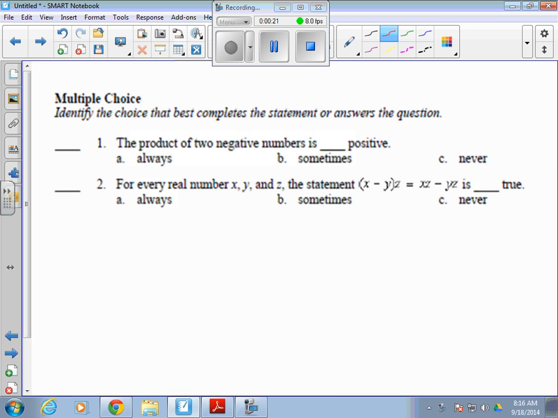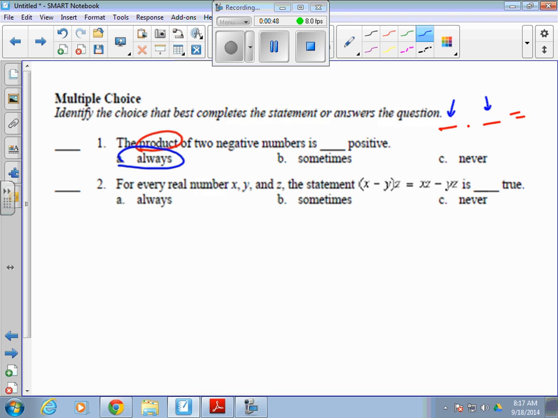We have two multiple choice questions to start. The first one says the product of two negative numbers. You have to know what product means first. That means to multiply. So when you multiply a negative number times a negative number, it says it is always, sometimes, or never positive. These are the same signs, negative and negative. We learned that if there's an even amount of negatives, that means it's going to be positive. Same signs is always positive.